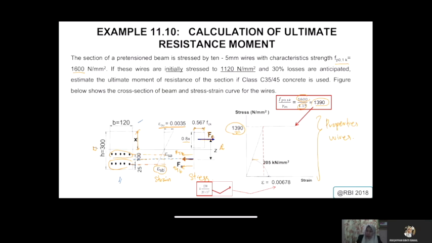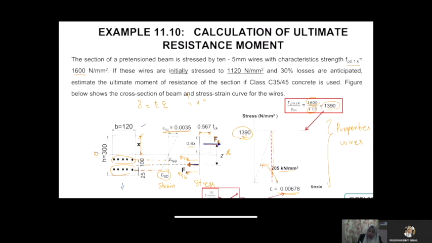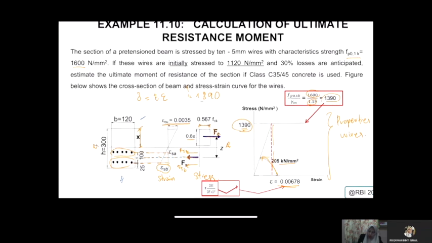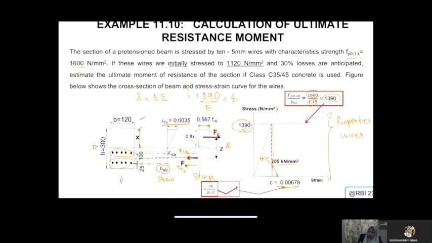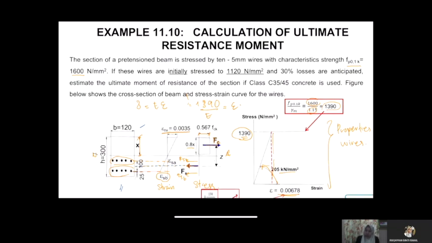Okay, and this is your E, and when you drag down you will get your strain. How you get the strain is actually a simple calculation where stress is equal to E multiplied with strain, and you have the stress, which is 1390. Then you divide it with your E, then you will get your strain. Okay, yeah, here we go, right?